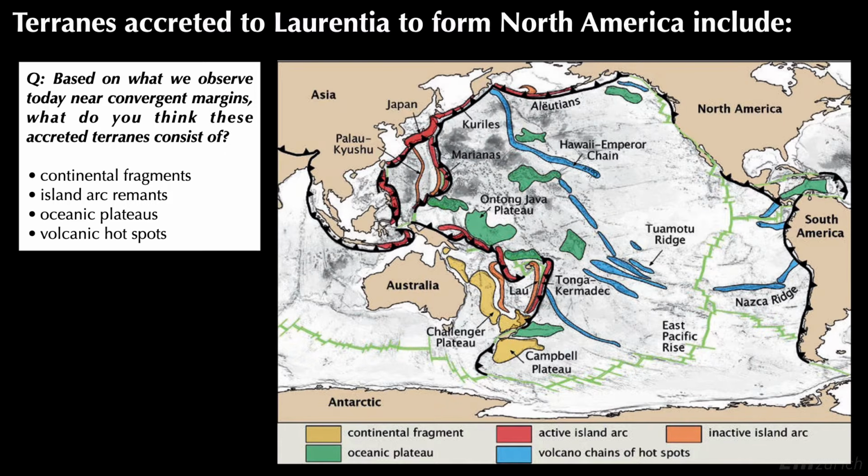So for example, the modern day configuration of plates suggests that active convergent margins involve all sorts of different types of lithospheric collisions, from continental fragments to remnants of island arcs to scraping off of oceanic plateaus to subduction of volcanic hotspots or oceanic ridges. So all of these same features are ultimately what compose the accreted terrains that attach themselves to Laurentia to define the full North American continent.